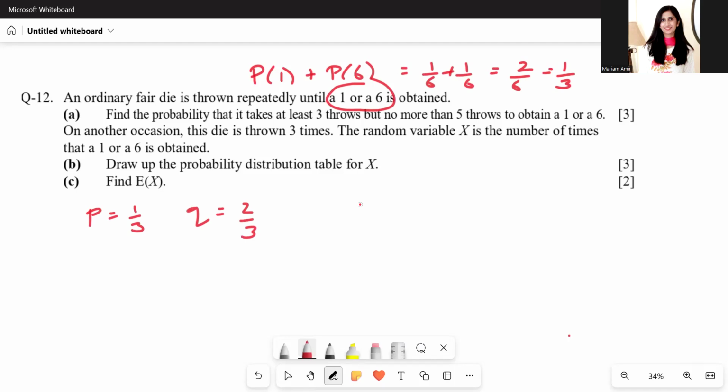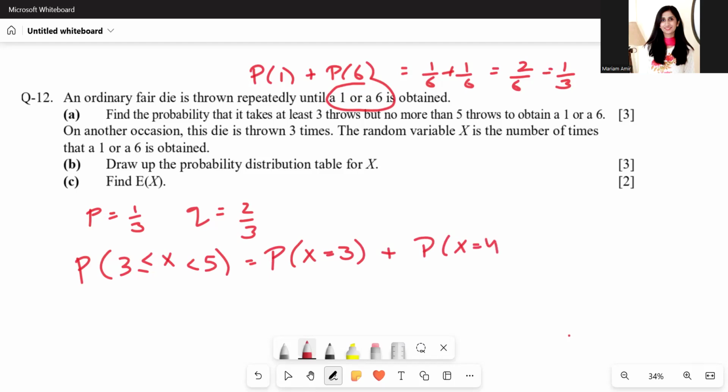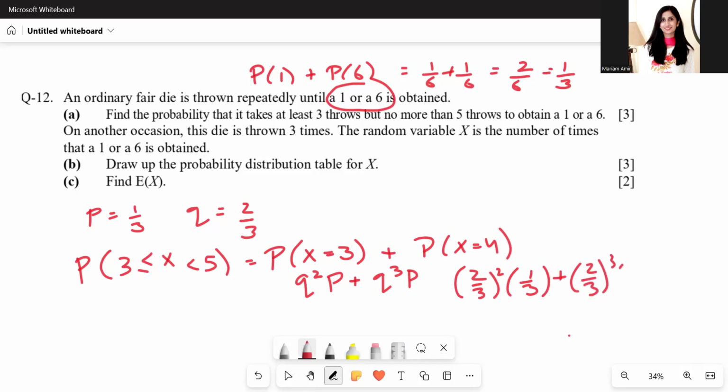Okay. Find the probability that it takes at least 3 throws but no more than 5 throws to obtain a 1 or a 6. So it takes at least 3 throws, so greater than or equal to 3, but no more than 5 throws. Okay, this would mean that we'll calculate probability X equals 3 plus probability X equals 4. That would be q squared p plus q cubed p. So q squared p would be 2/3 squared times 1 by 3 plus 2/3 cubed times 1 by 3.